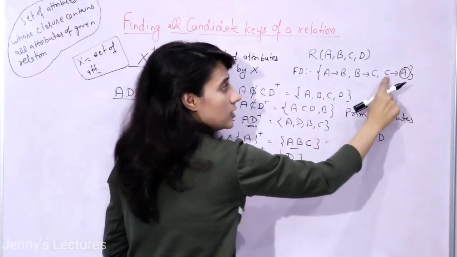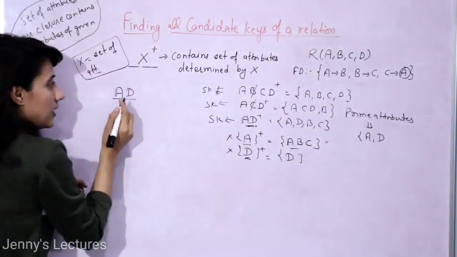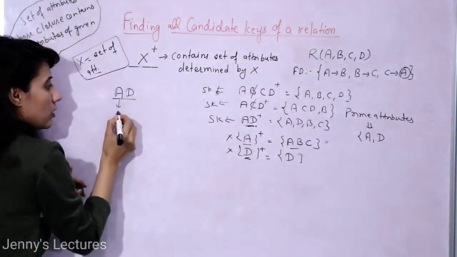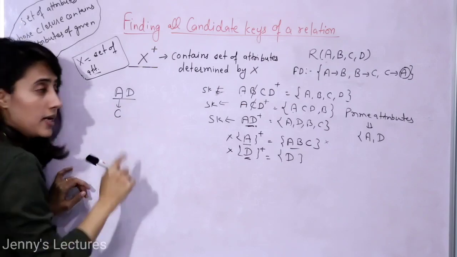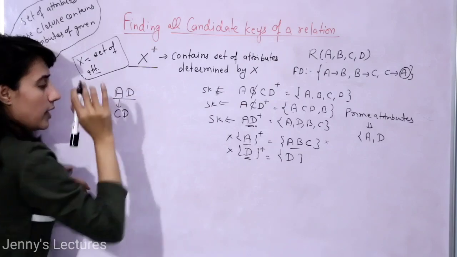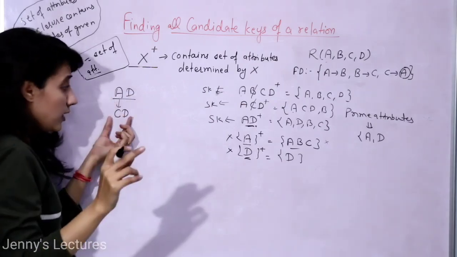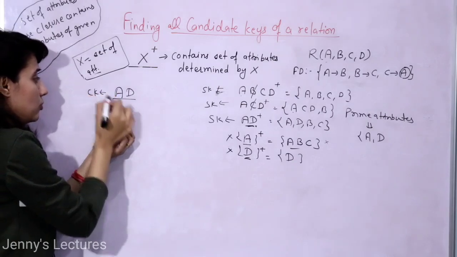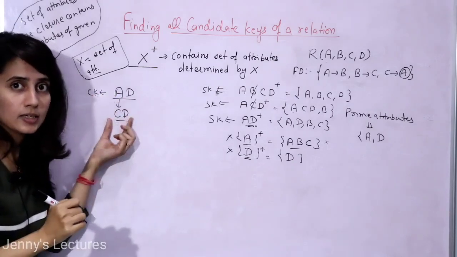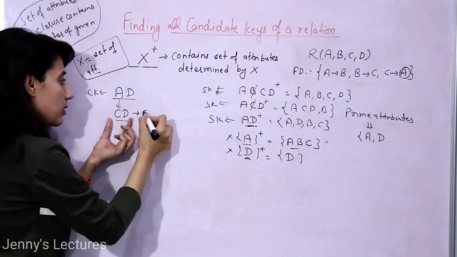So it means C can determine A. So now in the candidate key, in place of A, you can write C. You can replace this A with C. And this D would stay as it is. Now I'm not saying that this would definitely be a candidate key, but you can say that this is a super key.